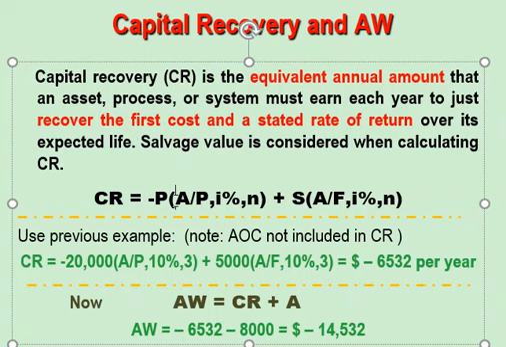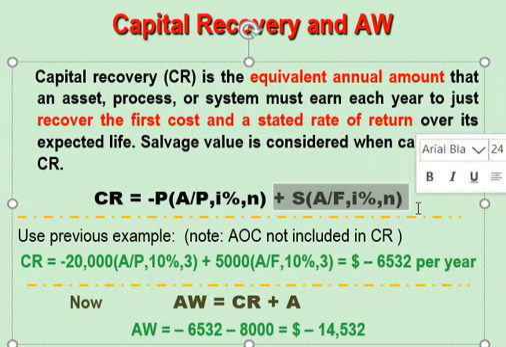But where is the problem with this kind of analysis? It's very primitive. Why? Because I'm not taking into consideration the interest rate, and I'm not taking into consideration the salvage value, because maybe after 20 years I can sell that machine for $5,000.